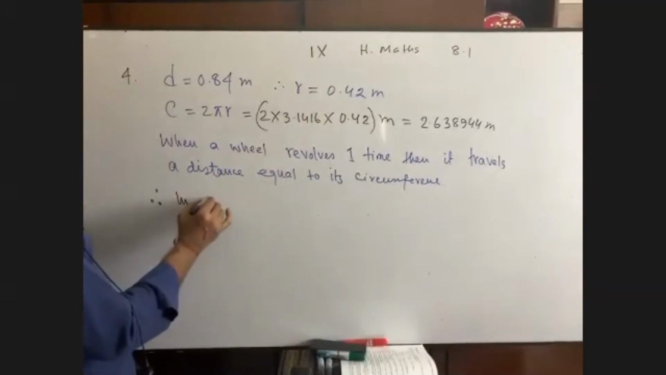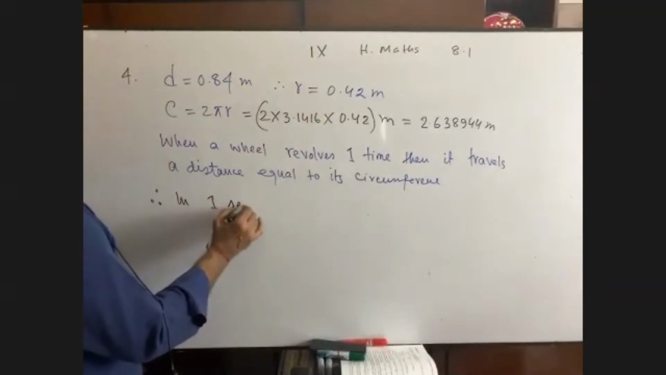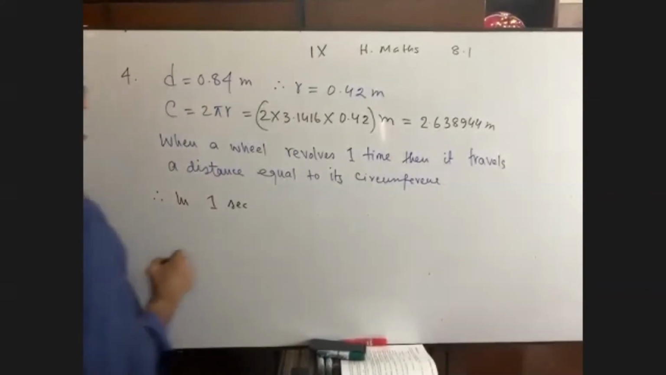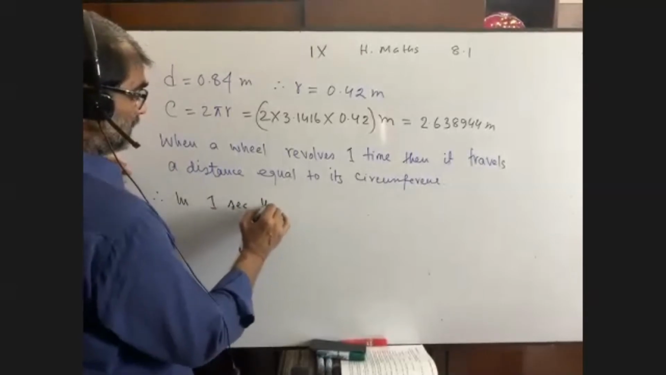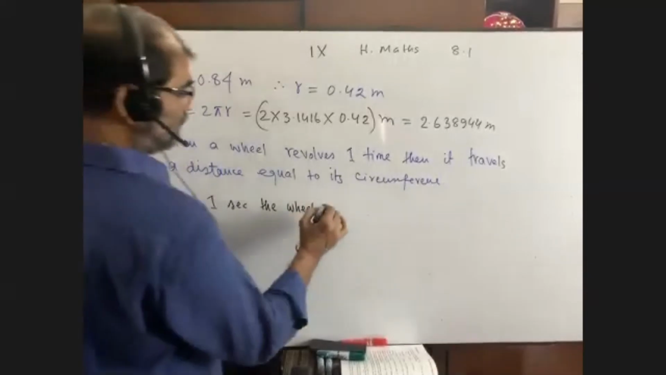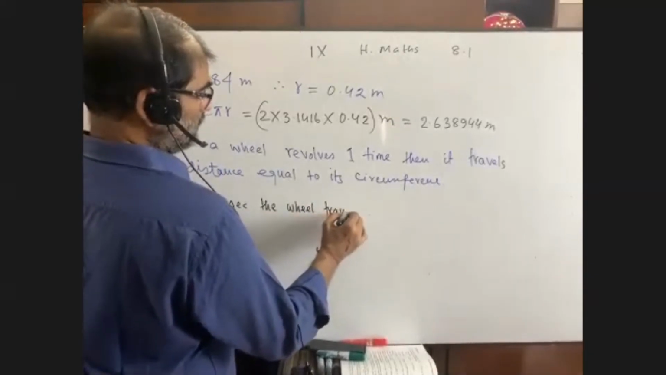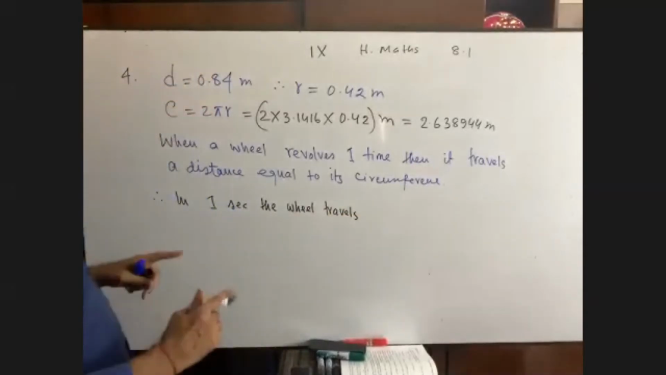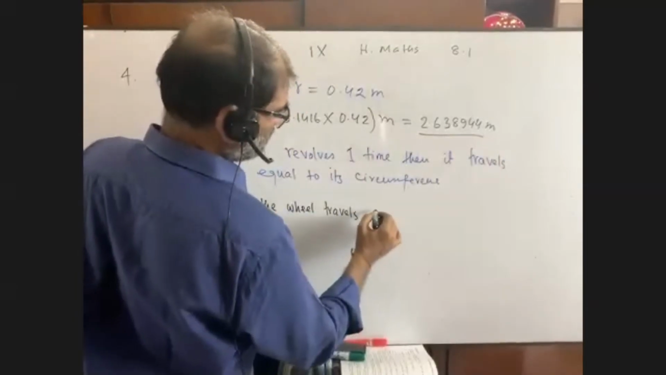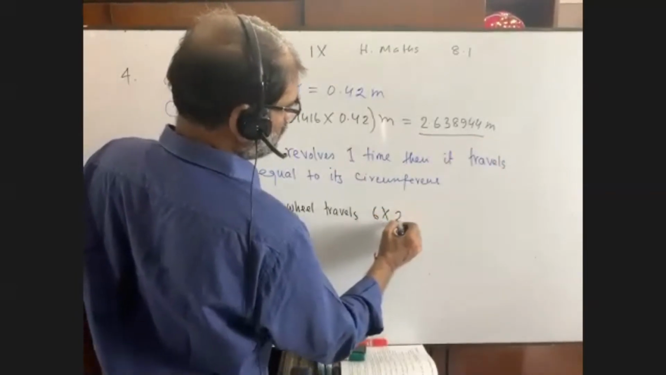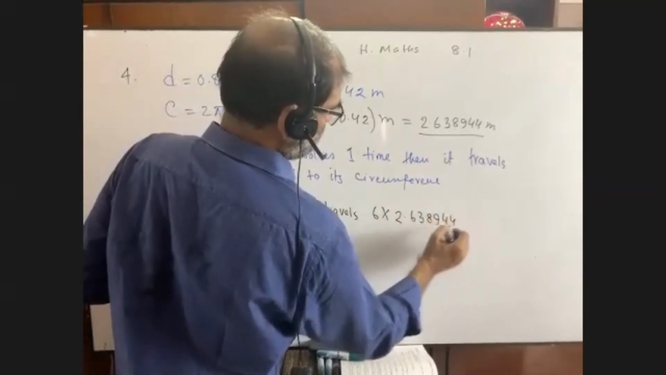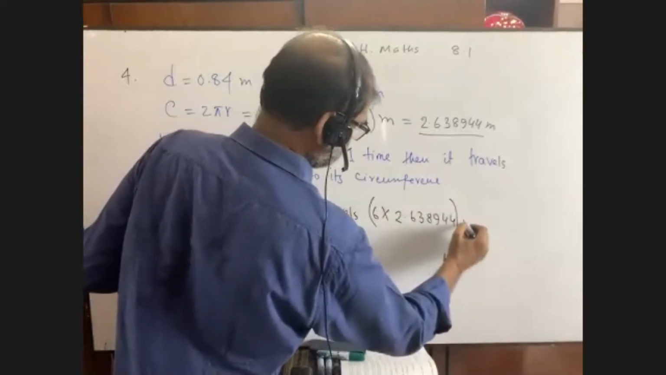Per second, that means 1 second, it is given. Write down: therefore, in 1 second, the wheel travels 6 times. 6 times means what? This is 1 time. So 6 times means what? Can you please let me know? 6 into 2.638944 meter.